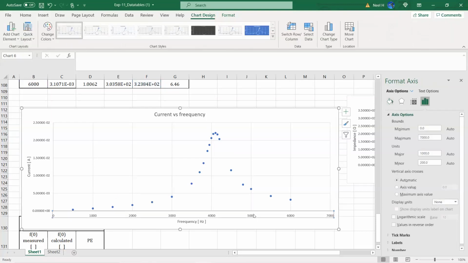You can do that by double-clicking on the x-axis scale, and then maybe we can set the major units. Now we're putting one every 1,000. Maybe we can put one every 500.